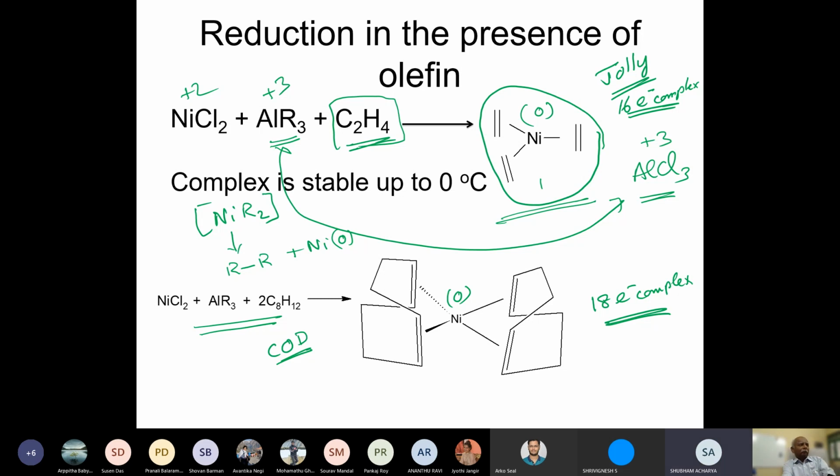So maybe if you have four ethylenes, they will be in a square planar geometry where the symmetry of the nickel orbitals would not be sufficient to overlap with the ethylenes. While here we have a tetrahedral geometry where one of the cyclooctadienes is coming from above and below the metal, right? So they have the proper symmetry.